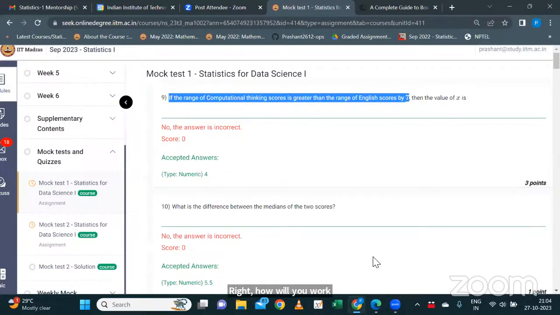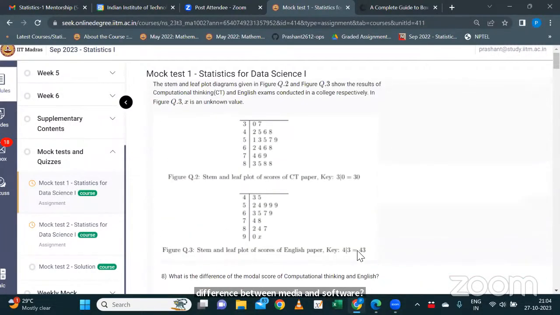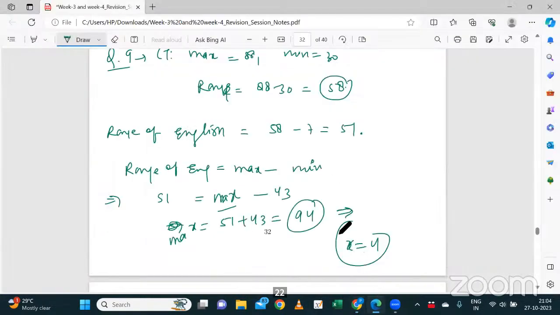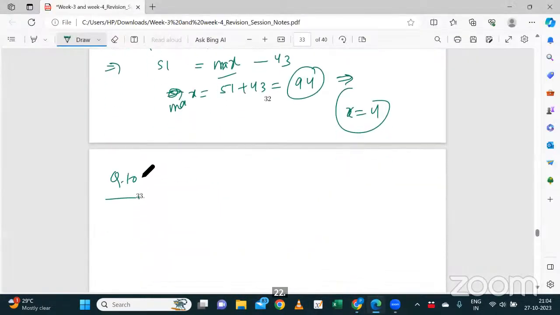So the next question is, what is the difference between the medians of the two scores? So it is asking about the medians of the two scores. First of all, what is the median? Let's count whether you have an even number of observations or an odd number. In the first, you have 2, 4, 6, 22, 5, 11, 15, 18, 22. That means you have an even number of observations, right? So for CT, n is 22. So what will the median be?